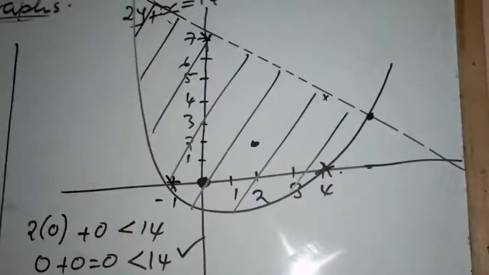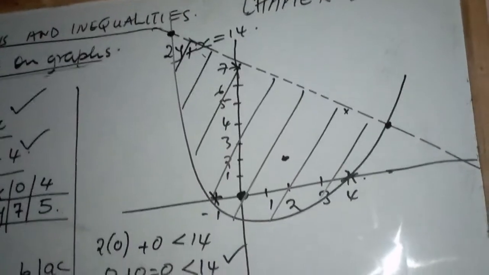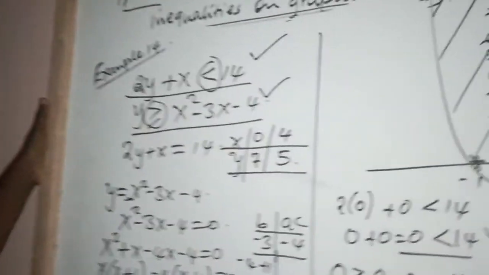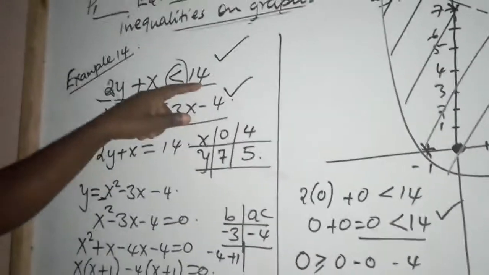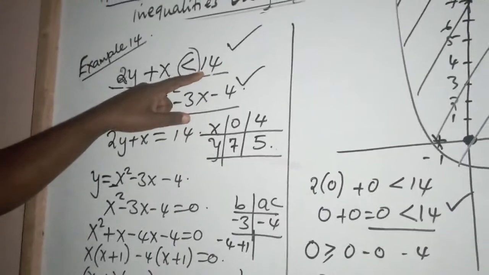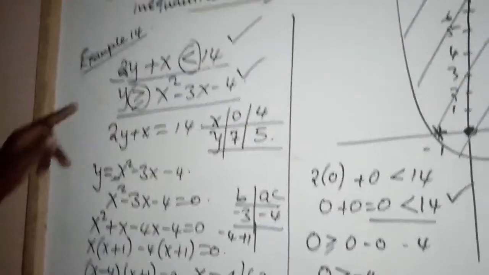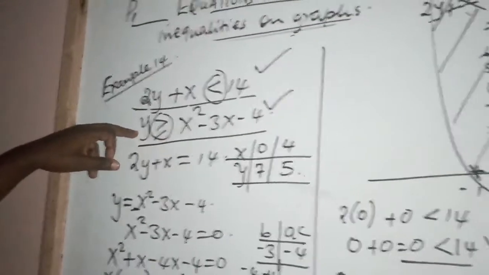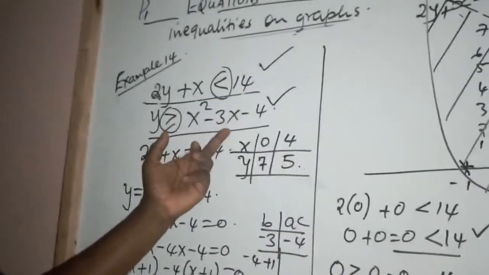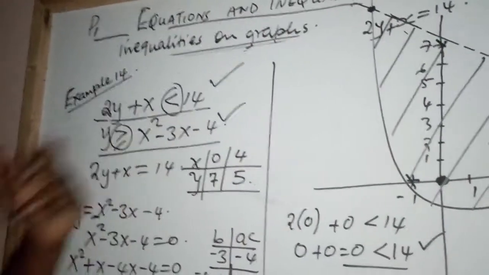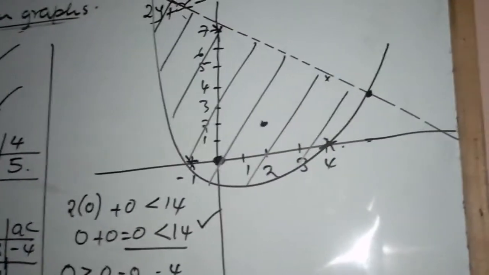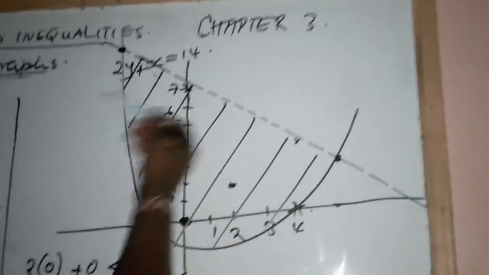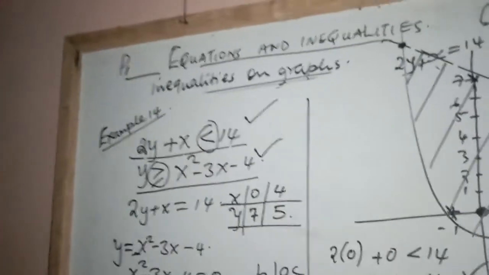Pick even 2, 2. Does point 2, 2 make sense? As far as the first one is concerned, 2 times 2, 4, plus 2, that is 6. 6 is obviously less than 14, so it makes sense. What about the second? 2 is greater than 4 minus 6, that is minus 2. Minus 2 minus 4 is minus 6. So 2 again is greater than negative 6, which also makes a lot of sense. At the end of the day, you realize that the shaded region satisfies both of these inequalities. And that is just like it.